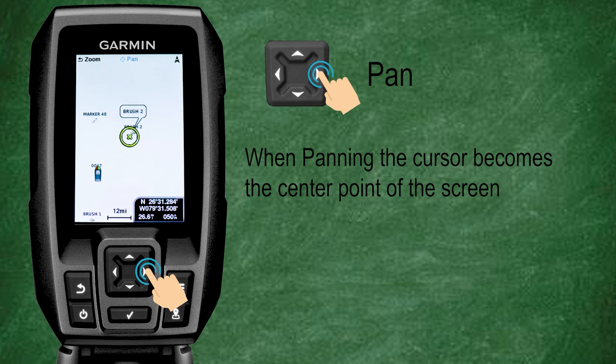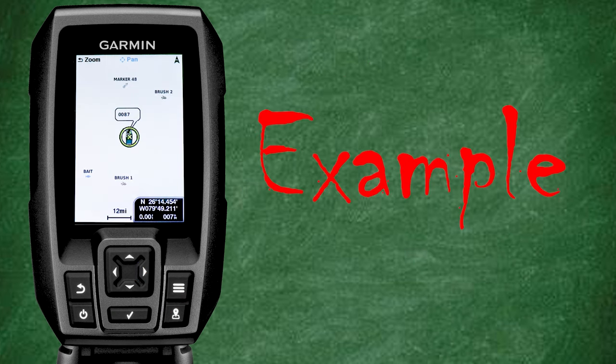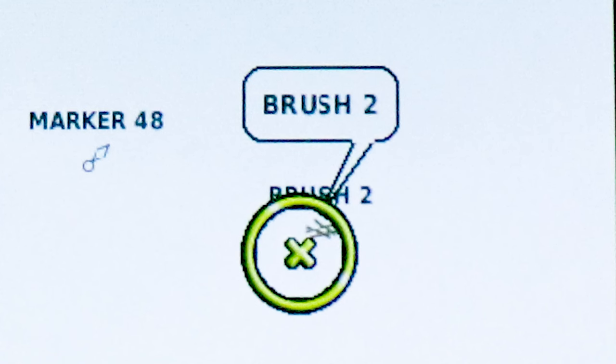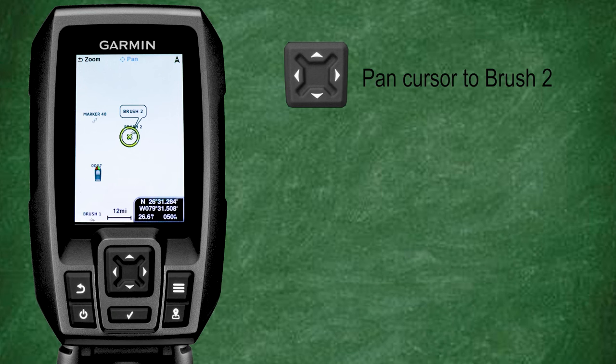The key takeaway here is that when in pan mode, the screen will use the cursor as the center point. Now I'm going to show you how the zoom and pan work together. Let's start by moving our cursor over to brush pile 2. And once our cursor is over brush pile 2, you'll see a notification. Now let's zoom in for a closer look at the brush pile 2 waypoint.